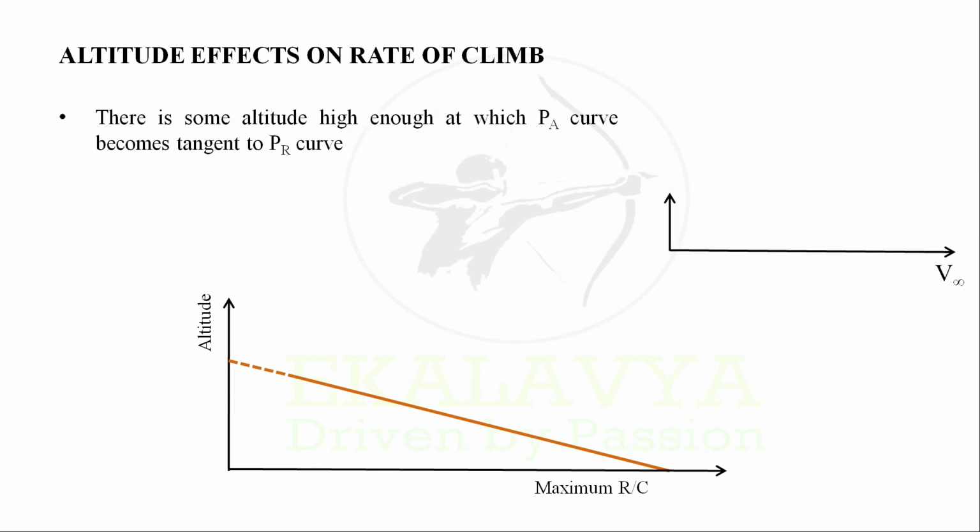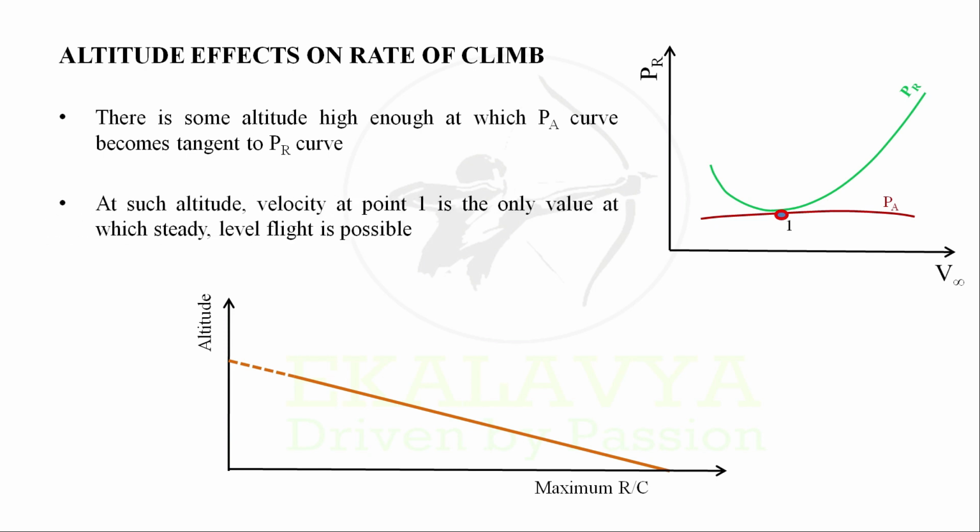There is some altitude high enough at which power available curve becomes tangent to power required. Since with the increase in altitude, we saw that the power available curve keeps on decreasing. Power required too will be decreasing, but it will stop after certain limit. It can't go beyond certain point. But power available keeps on decreasing. So we'll end up with one situation when the power available curve becomes tangent to this power required curve.